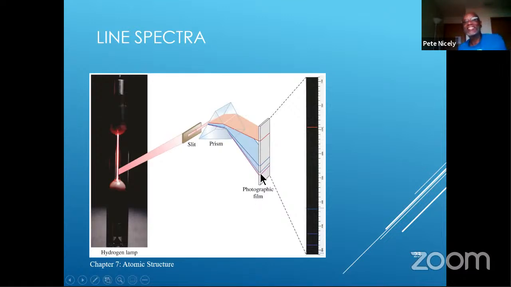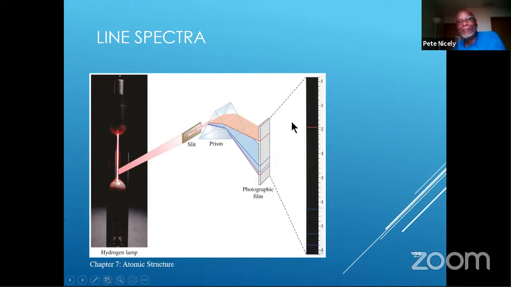I don't know if you can see clearly from your vantage point, but if you look at the line spectrum carefully, you'll see that there are lines of different colors. Between the lines, you have regions of dark spaces. That is what we call the line spectrum for, in this case, hydrogen.